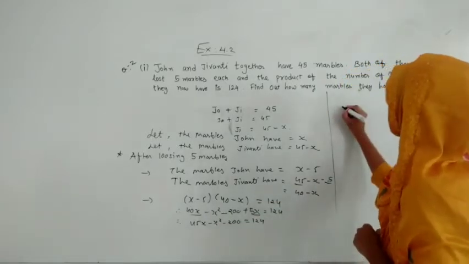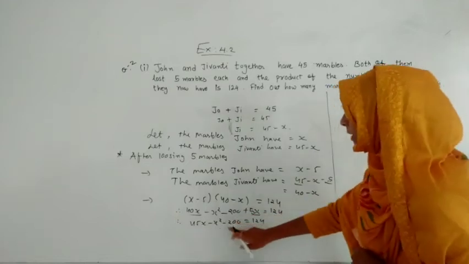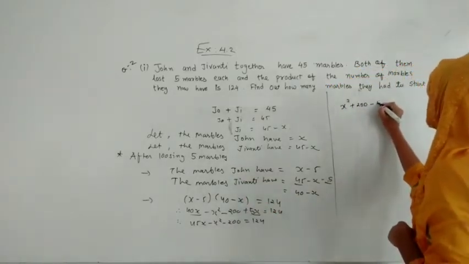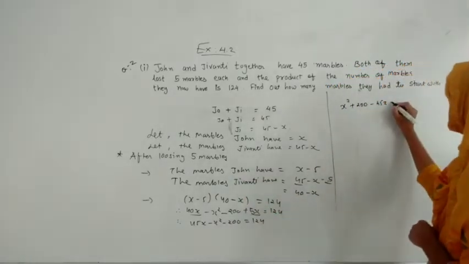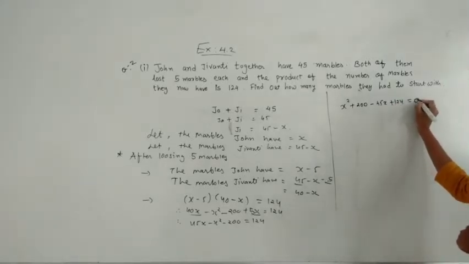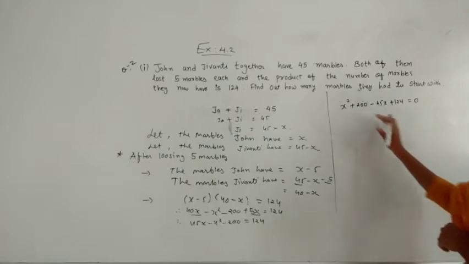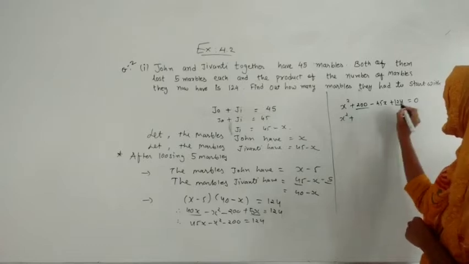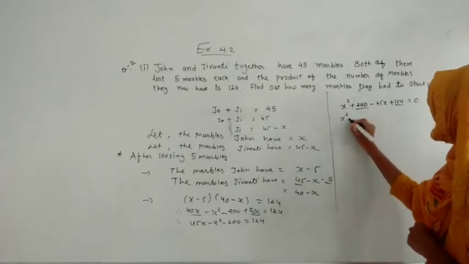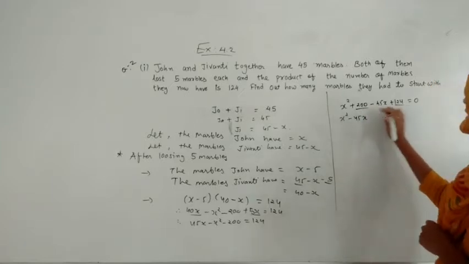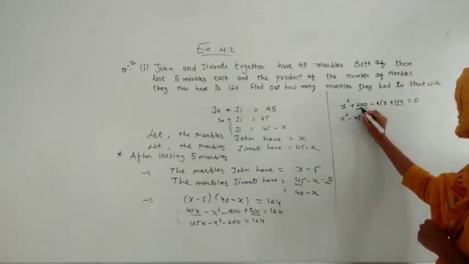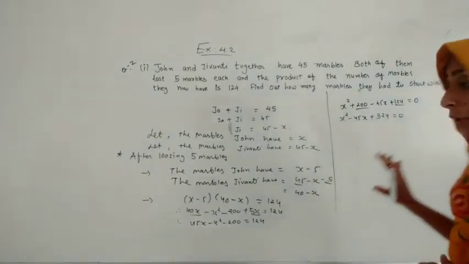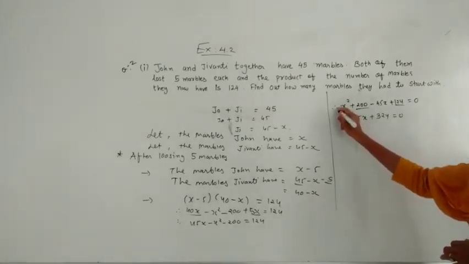So here we will take, so it will become plus x square, then it will become plus 200 and this will become minus 45x, and 124 is on that side only, so it will become 1 plus 124 and we will compare it with 0. So here we will simplify it more, so it will become x square plus the middle term, which will be minus 45, and the last term we will write in the form of a constant, so 200 plus 124 will make 324, and that is equal to 0. So here we got our quadratic equation. Now we have to solve it.